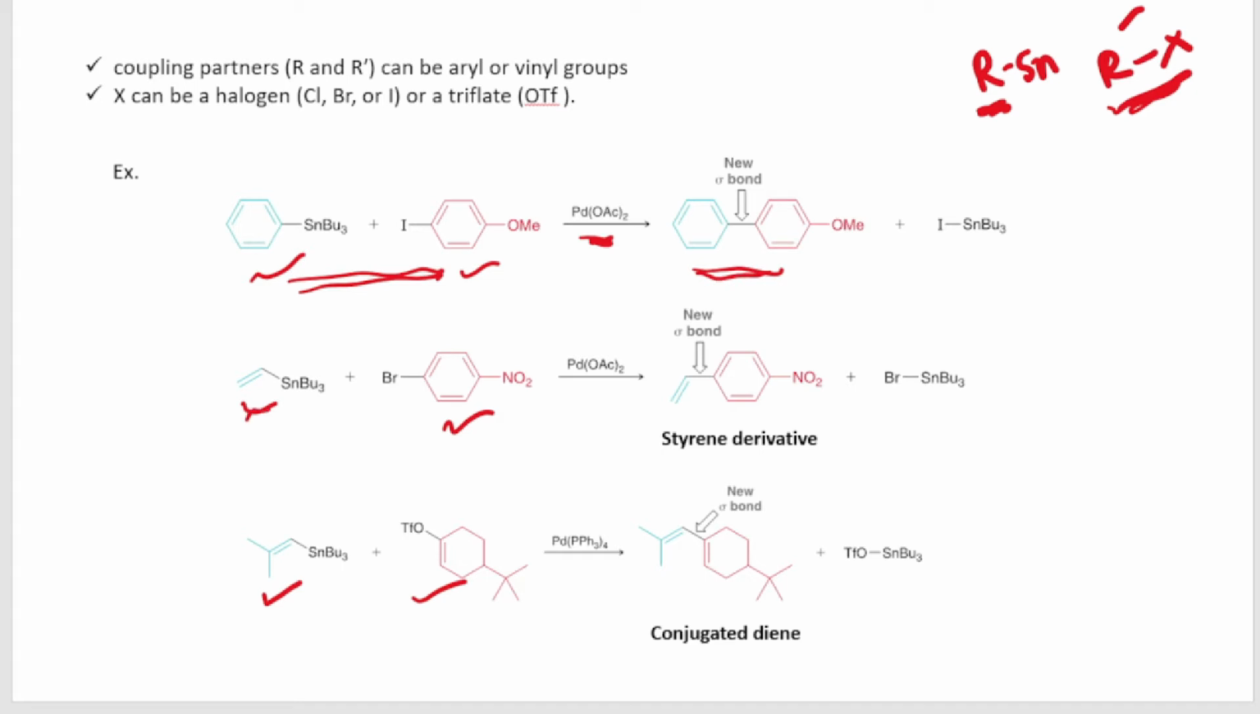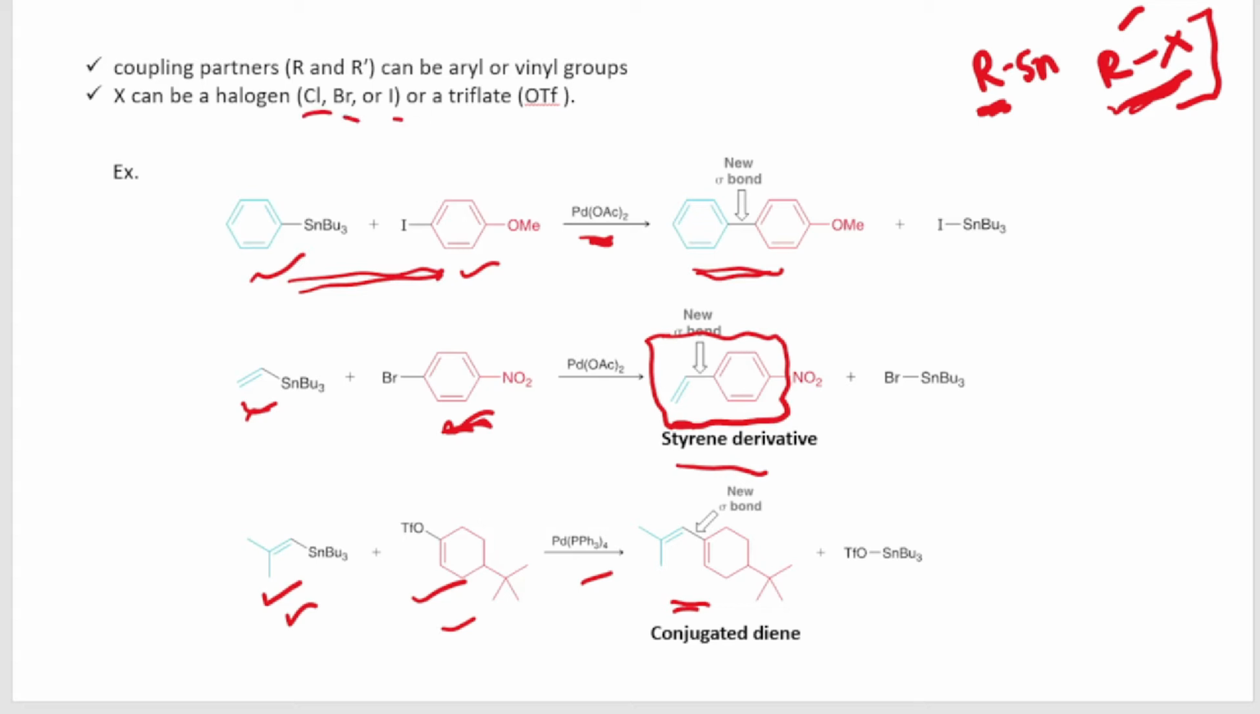When one vinyl reacts with aryl, it will give you a styrene derivative. This is the styrene part. And when two vinyl groups react in the presence of palladium, they will give you a conjugated diene. Regarding the X part, X can be any halogen like chlorine, bromine, and iodine.